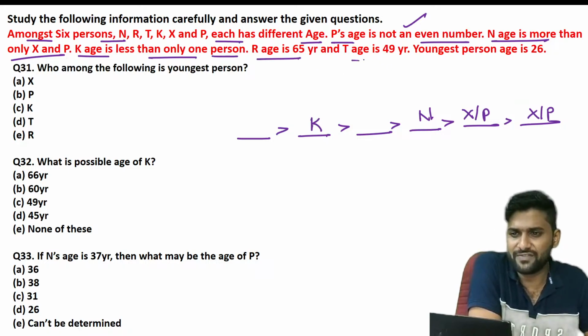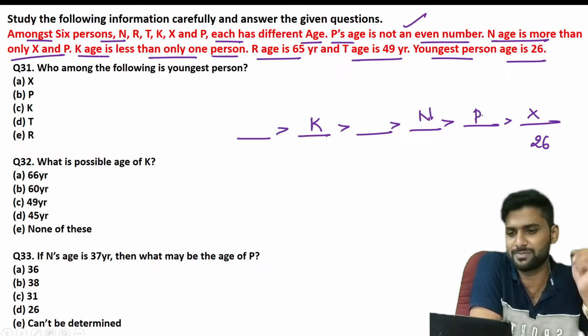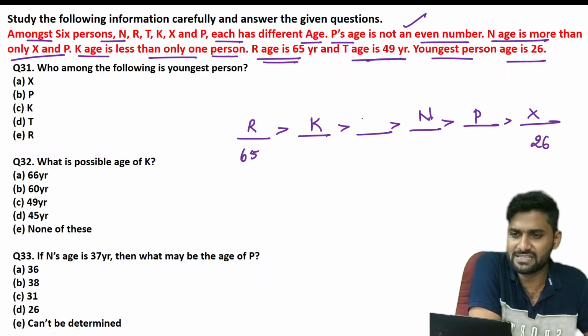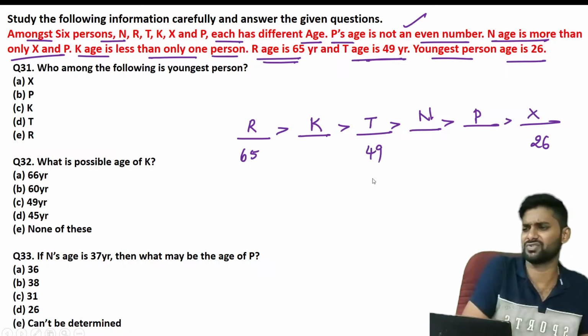R's age is 65. T's age is 49. And youngest person age is 26. So you already know that P's age is not an even number. So definitely last person must be X. Then this person must be P. And see, R is 65, T is 49. Definitely R is the highest in age. So T must be in third position, age of 49. Then it's a simple question.